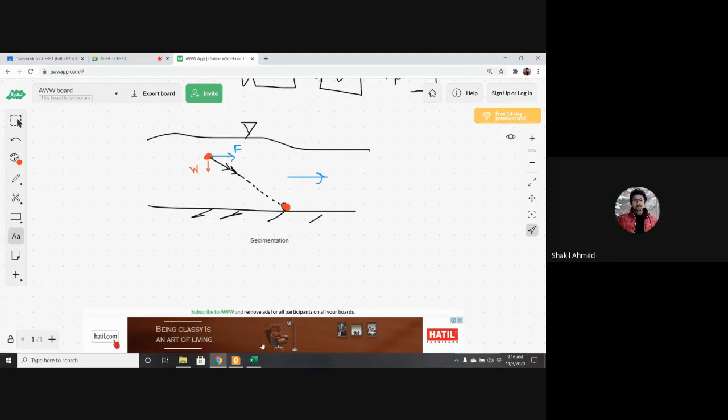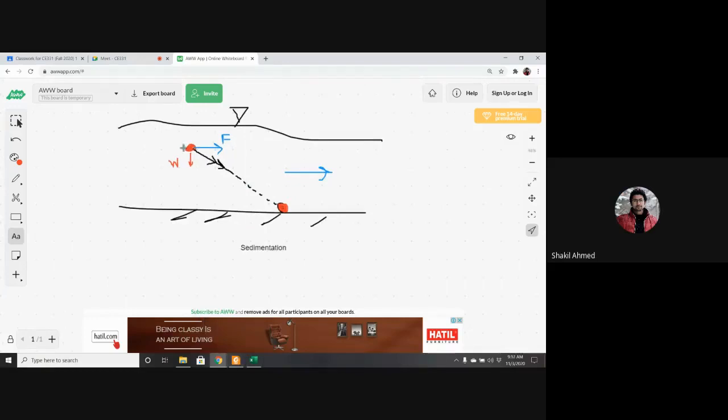Yes, sir. Now you see, if this is the particle or turbidity, what would happen? Due to sedimentation, the water up to here had this particle, but after here it does not have this particle. That means the water is now cleaner, right? Yes, sir. So sedimentation is a treatment method through which you can remove the pollutants up to a certain level.